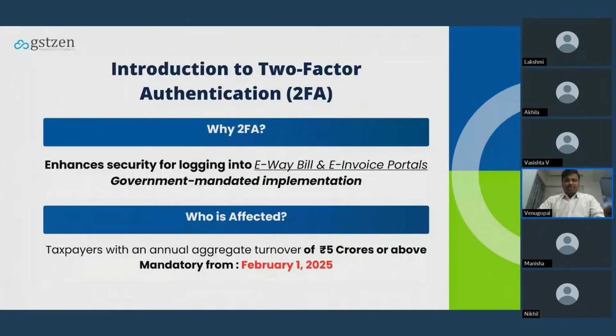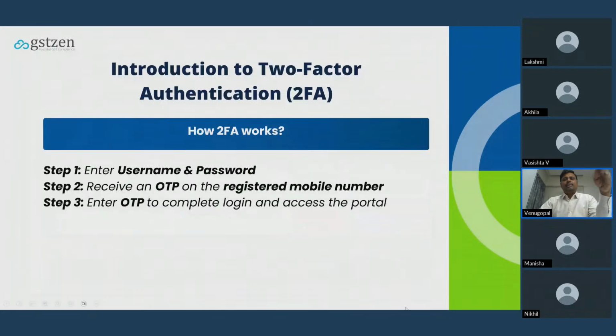So from when has this been implemented? This has been implemented now, a week back. So everyone whose turnover is 5 crores and above, it is mandatory from 1st February 25, a two-factor to ensure the security for logging into e-waybill and e-invoice portal. This is where again it becomes time consuming. So I would recommend everyone to switch to system-based generation rather than manually generating the e-invoices. So you'll enter username and password, you'll receive OTP on registered mobile number, you'll enter the OTP and then you will access it.